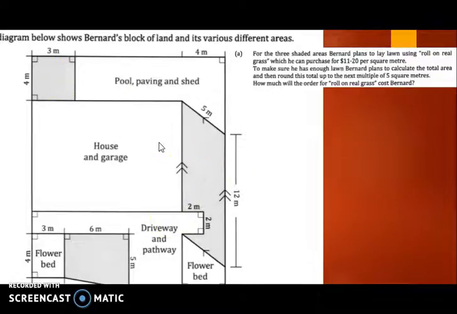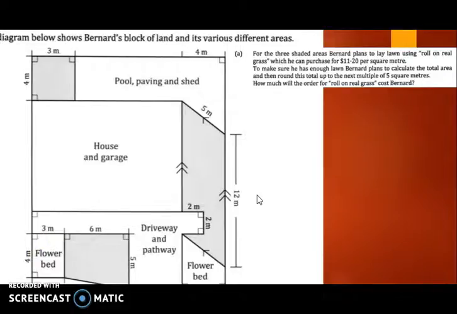Alright, so for part A, for the three shaded areas, Bernard plans to lay lawn using roll-on real grass, which he can purchase for $11.20 per square meter. To make sure he has enough lawn, Bernard plans to calculate the total area, then round this total up to the next multiple of 5 square meters. So he needs to round up so he definitely has enough. How much will he need to order? How much will the order of the roll-on real grass cost Bernard?